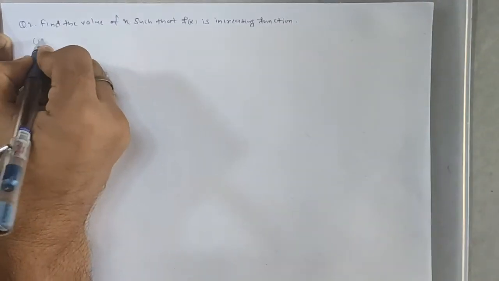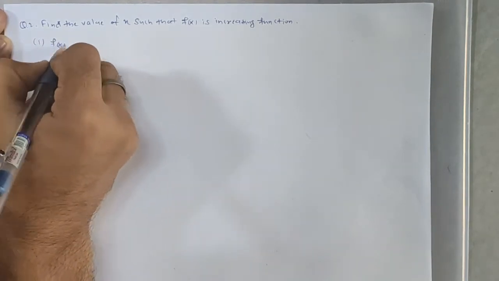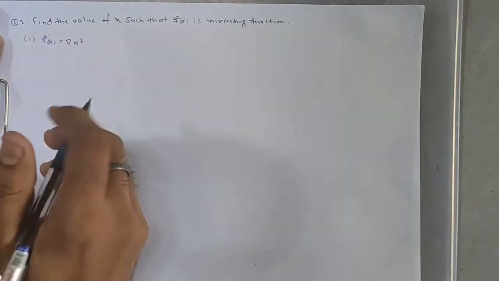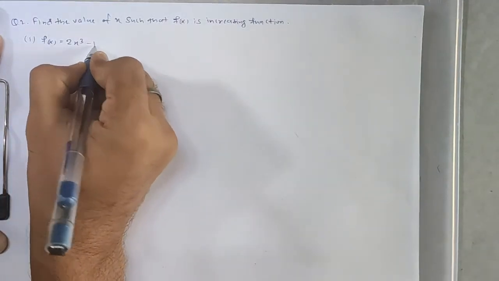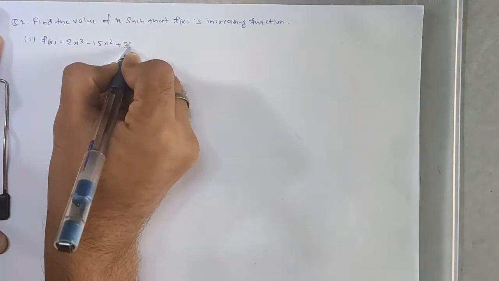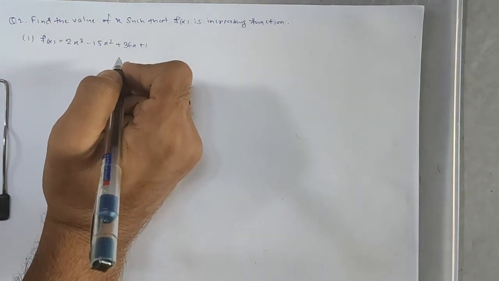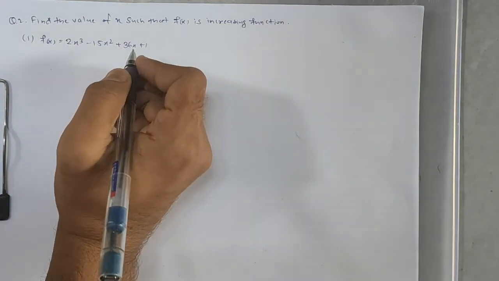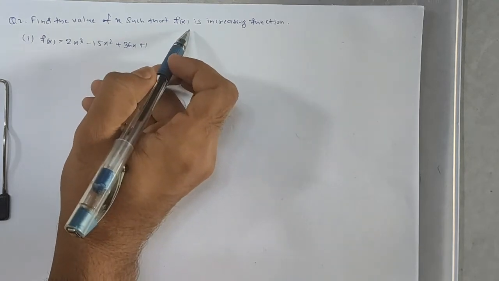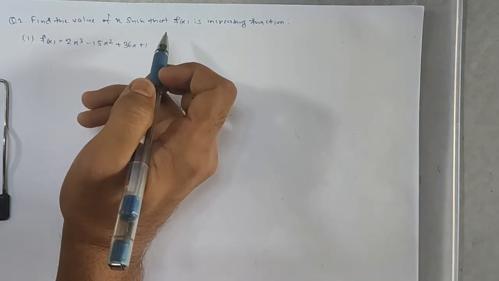Question number 2, sub question 1. Now f of x is given as 2x cube minus 15x square plus 36x plus 1. First we will differentiate with respect to x, then we will show that f dash of x is greater than 0 since f is increasing. Then we have to find out the value of x.